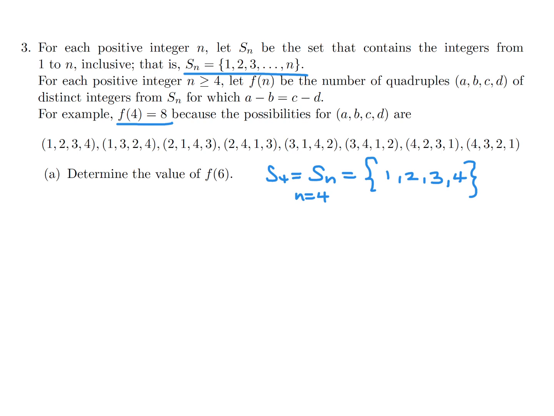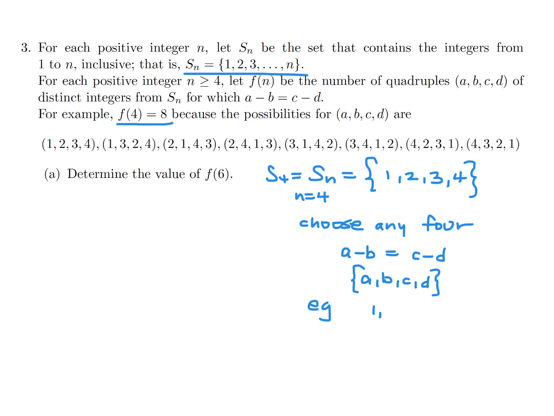And then what they're saying is choose any 4 of these. Well, there's only 4, so we can only choose those 4. And then choose them in pairs so that a minus b is equal to c minus d. So if you were to choose a pair of that nature, a, b, c, d, one such example would be if I chose a and b to be 1 and 2, and c and d to be 5 and 6. Therefore, a minus b would be 1 minus 2, which is negative 1, and c minus d would be 5 minus 6, which is also negative 1, and therefore that matches.